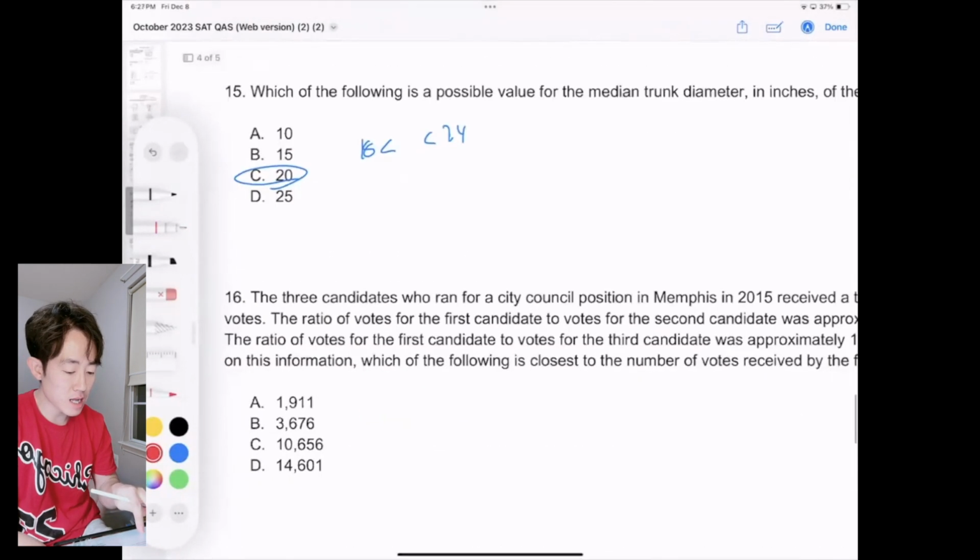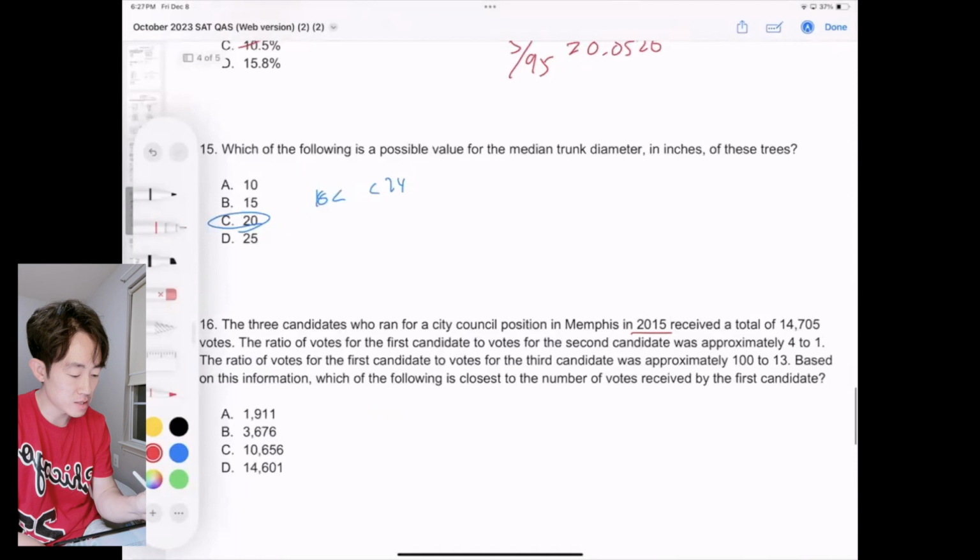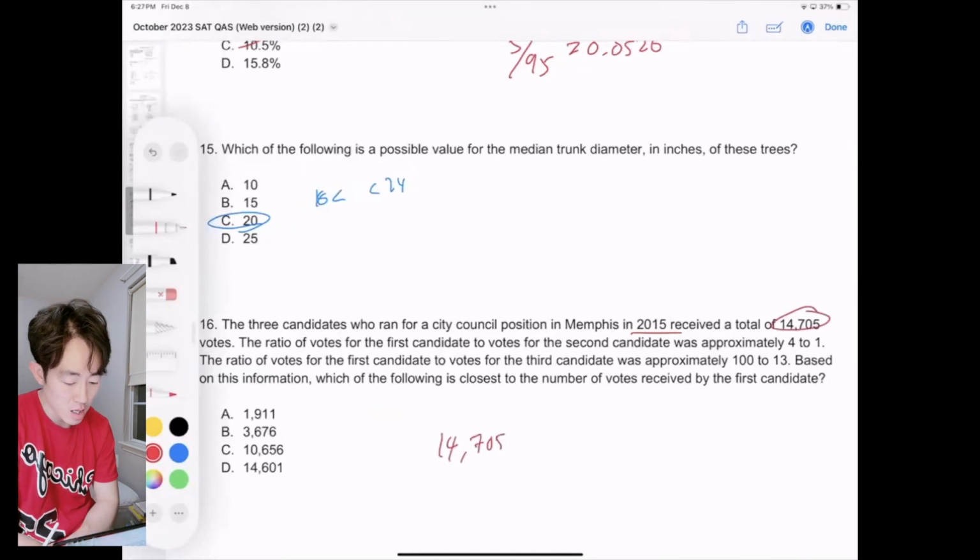Number 16, the 3 candidates who ran for city council position in Memphis in 2015 received 14,705 votes. The ratio of votes for the first candidate to second was 4 to 1.